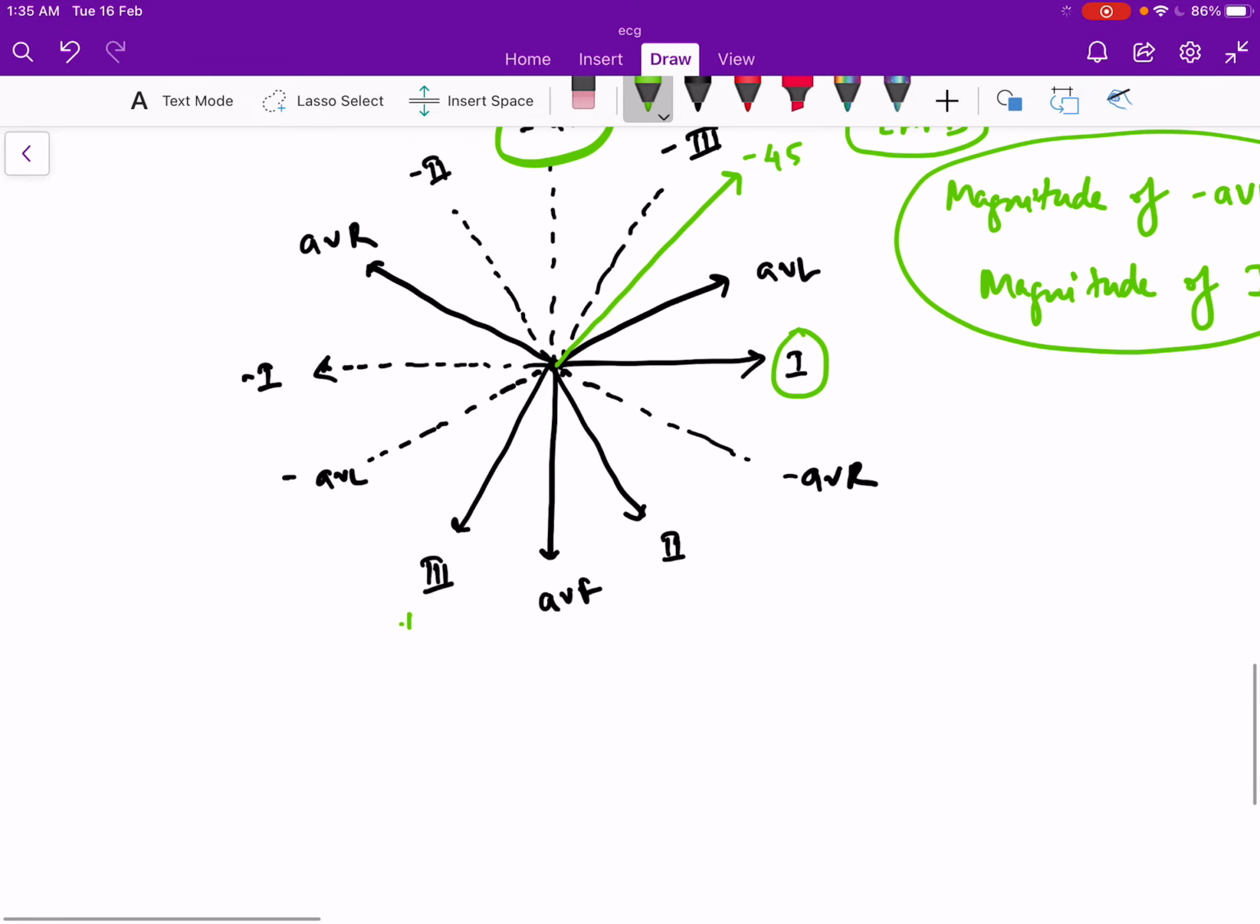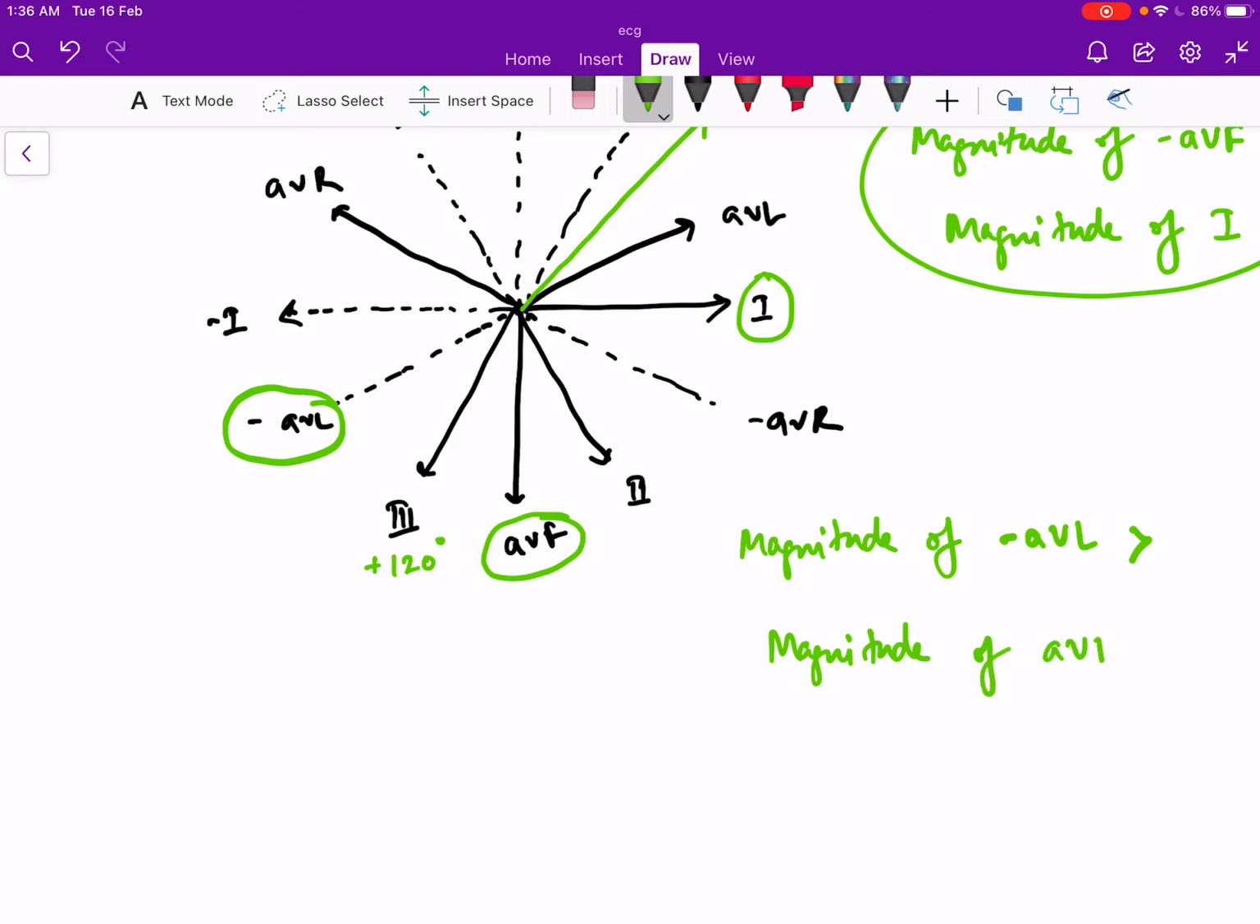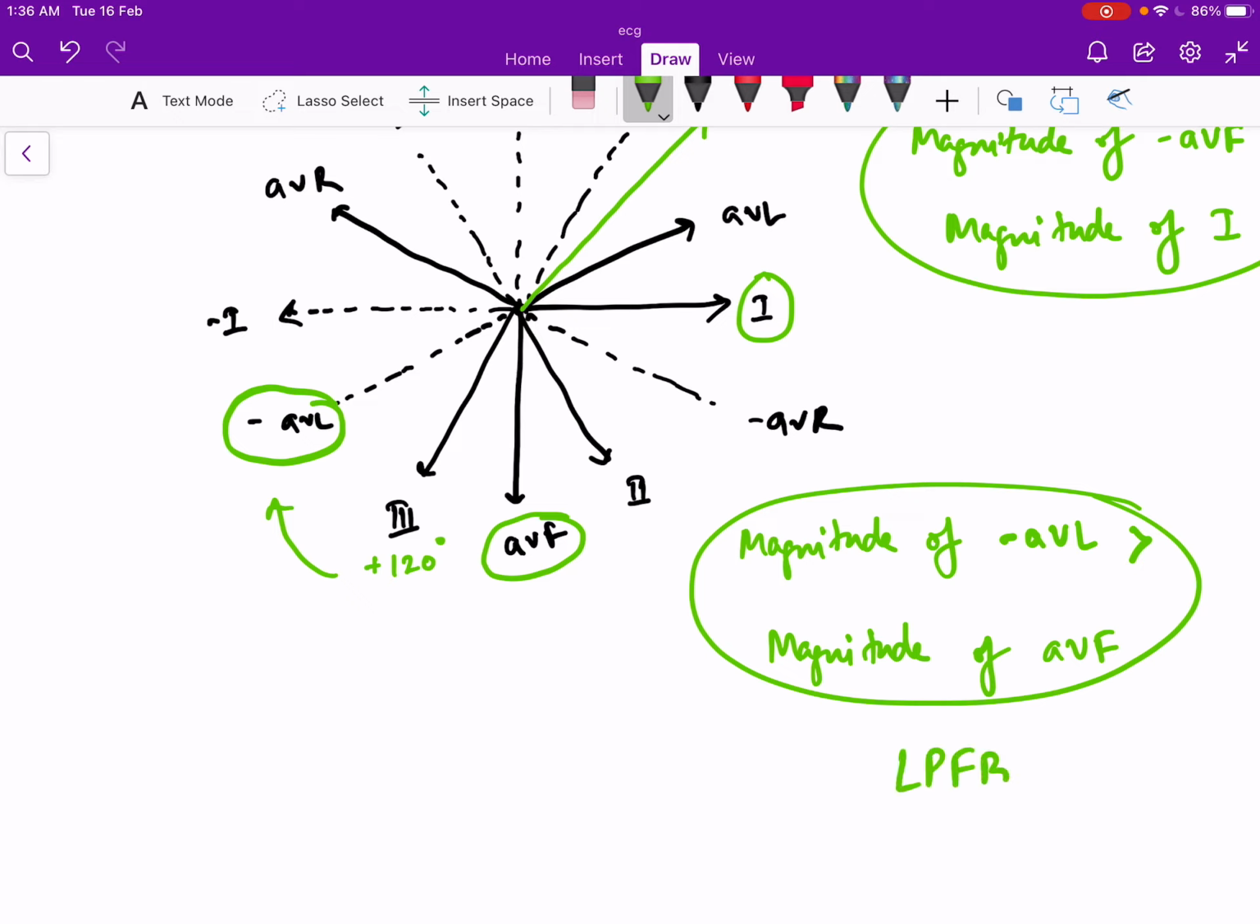Similarly, lead 3 exactly lies at 120 degrees, so we can take lead AVF and minus AVL. If the magnitude of minus AVL is more than the magnitude of AVF, the axis will face more towards minus AVL, which is more positive than 120 degrees. We'll have a case of left posterior fascicular block.